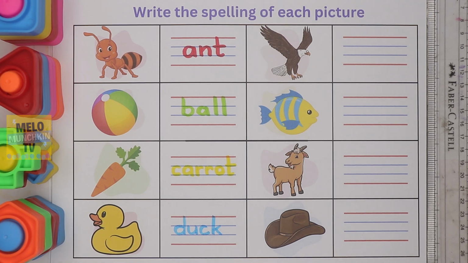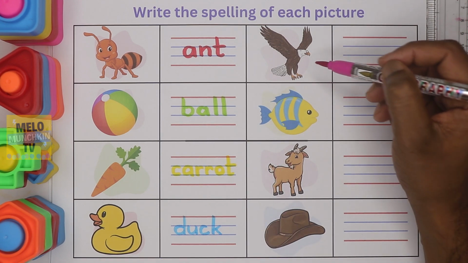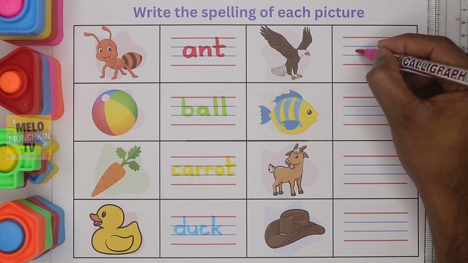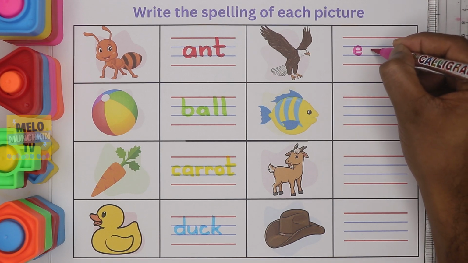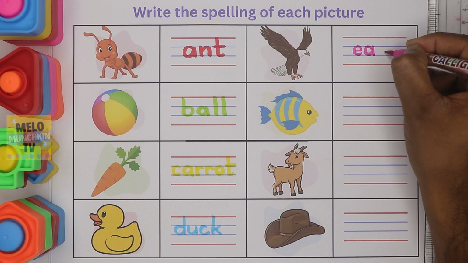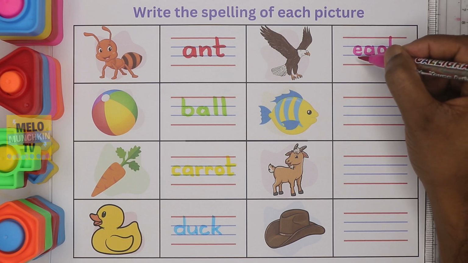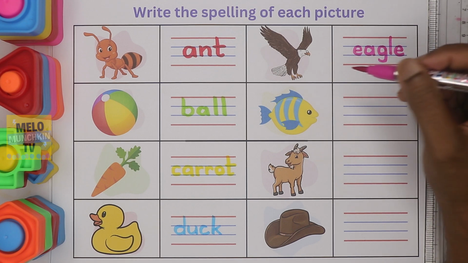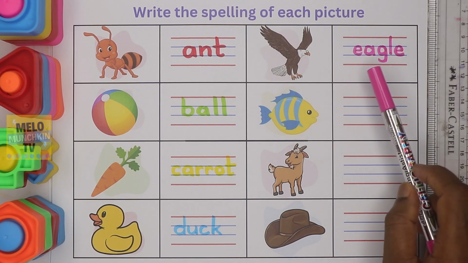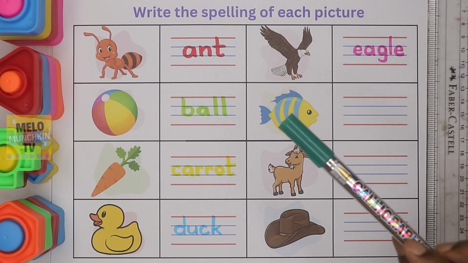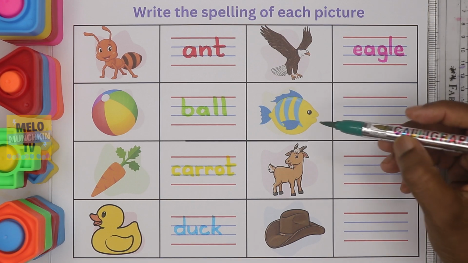Next I'll choose pink color and write the spelling of eagle. What is this? This is an eagle. Okay. So the spelling is E A G L E. Eagle. E A G L E. Eagle. Okay. E A G L E. Eagle.